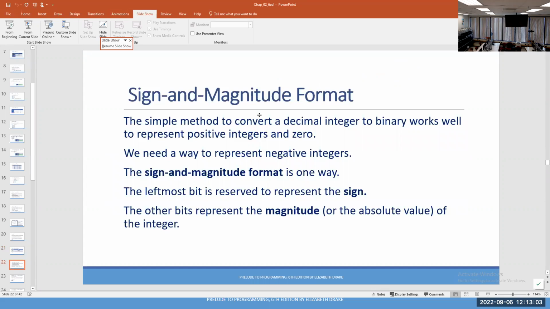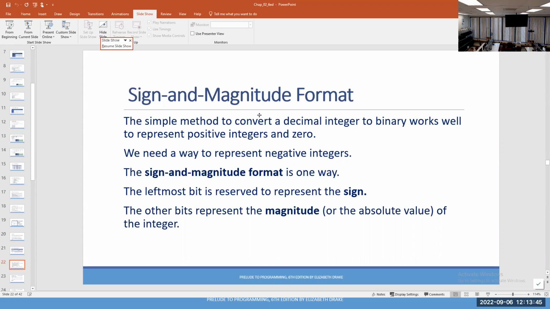So in that case, you have the sign and magnitude format. That's a simple method to convert a decimal integer into binary to represent the positive and 0. It's very simple for the unsigned, it's converted normally. But what happens if you want to store a negative number? You need the sign. The sign and magnitude format is one way. Actually, you learn about one's complement and two's complement later. The sign and magnitude format is one way to represent the sign.